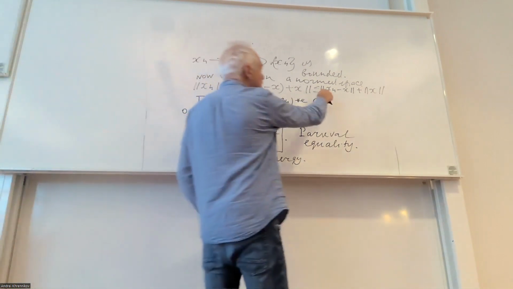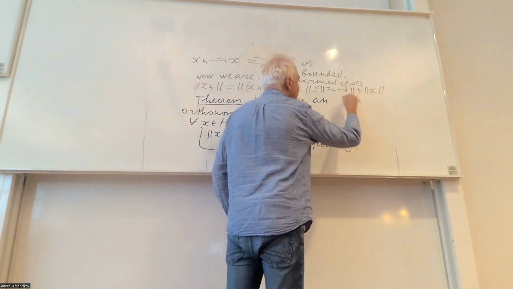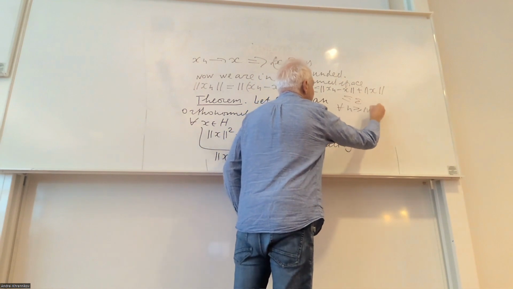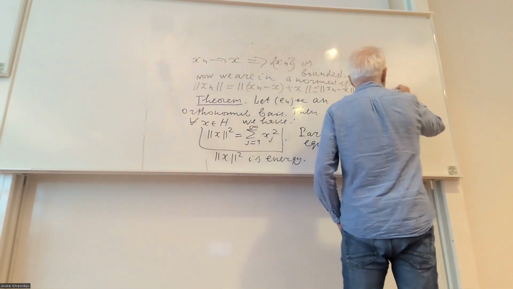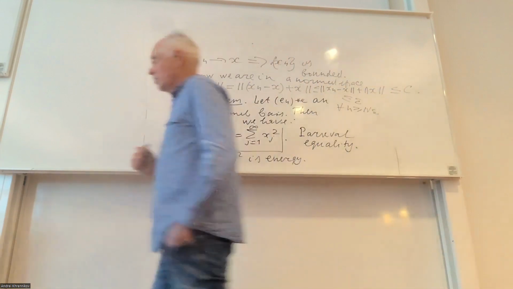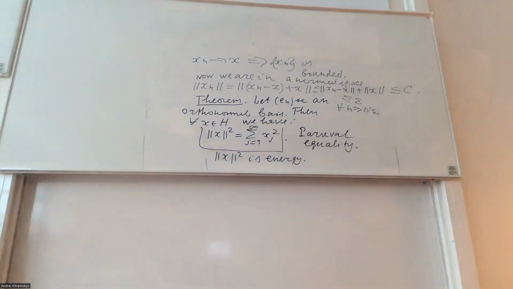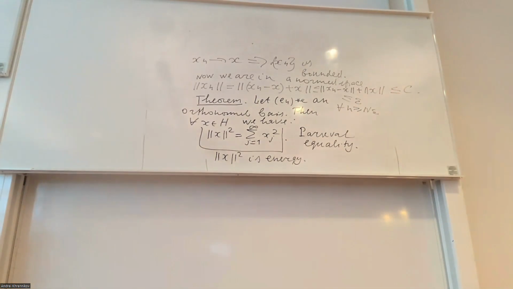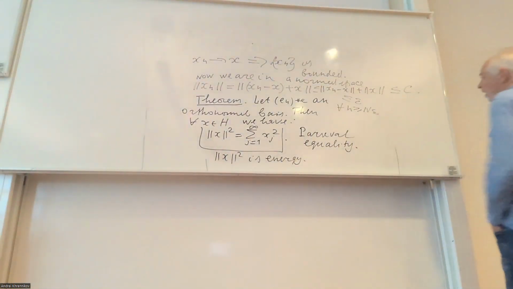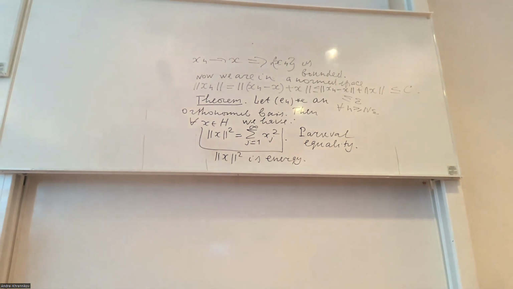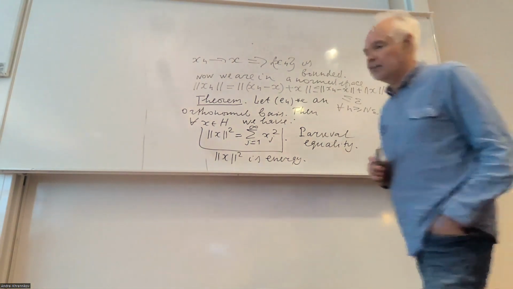So starting with some number, this is less than epsilon. And this is just a number. So this is less than or equal to some constant. The only thing which you use here is the triangle inequality. So any convergent sequence in a normed space, in particular in a Hilbert space, is bounded.